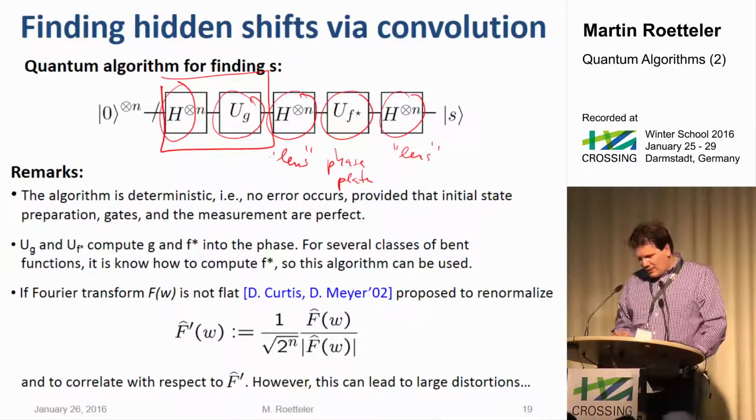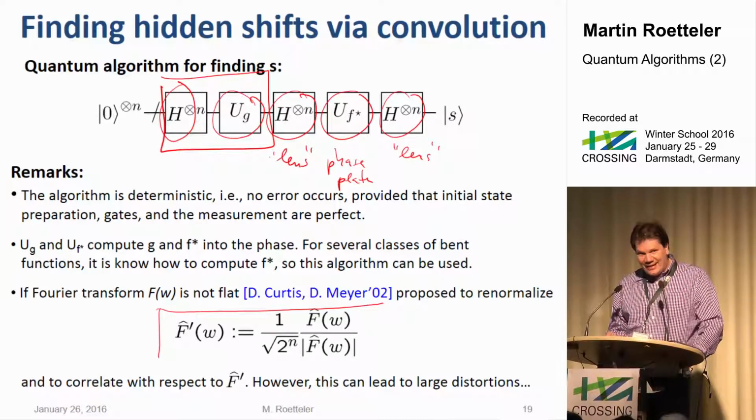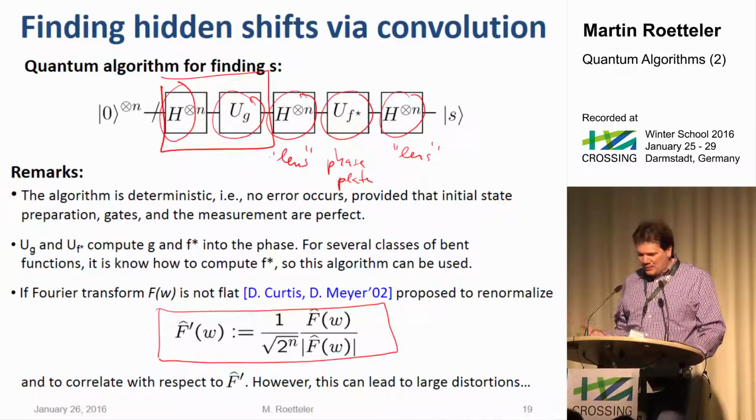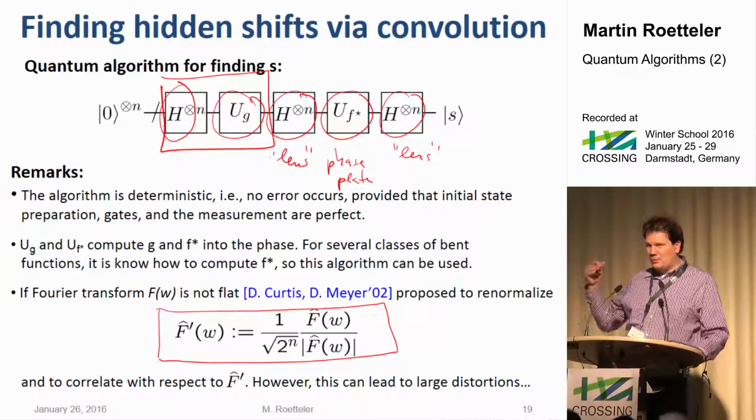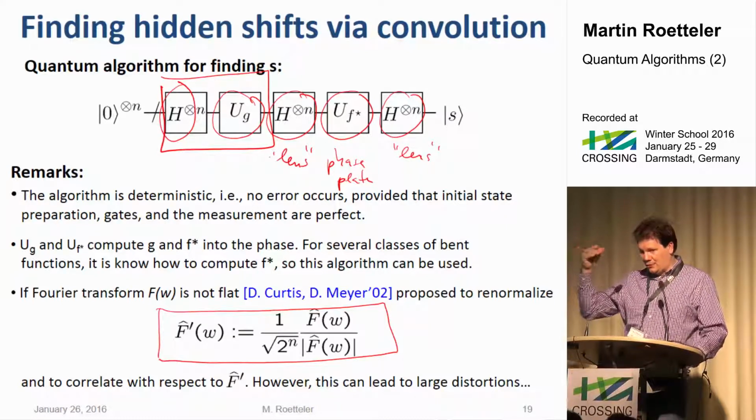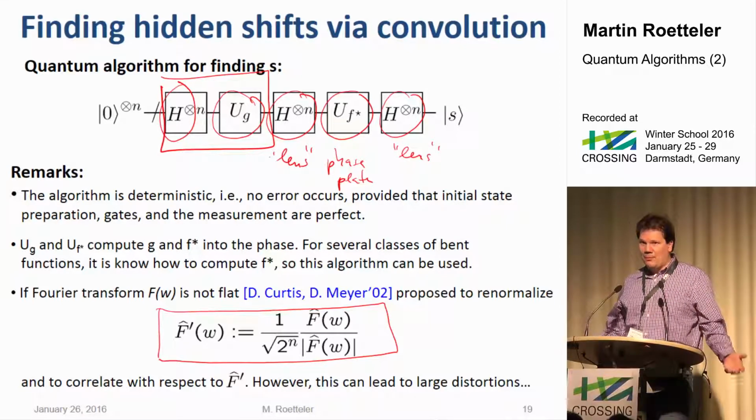So there are tricks that you can do. A very simple trick is to just force it to be flat. Right? Of course, if your function has a non-flat spectrum, you can just renormalize the spectrum by dividing the Fourier coefficient by its absolute value. That will make it flat by force.